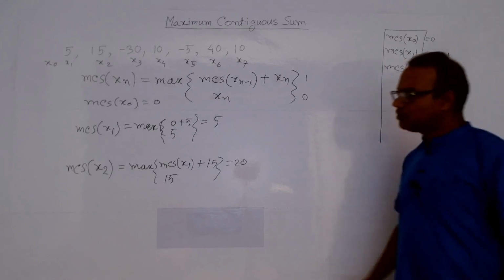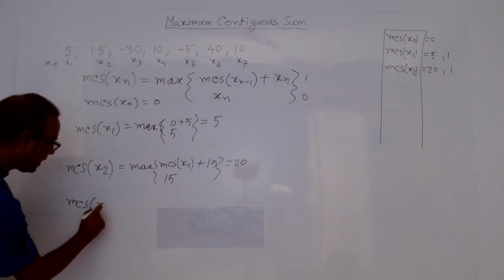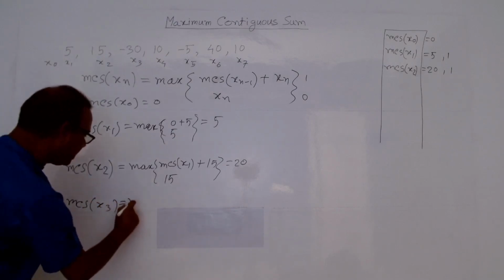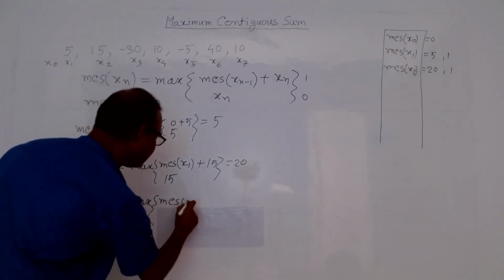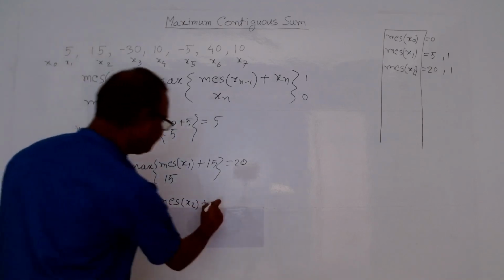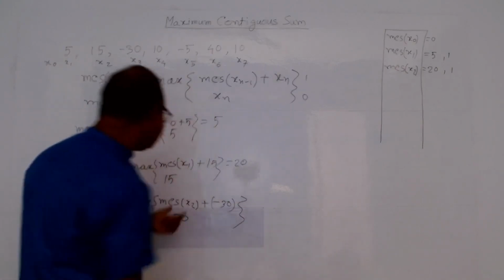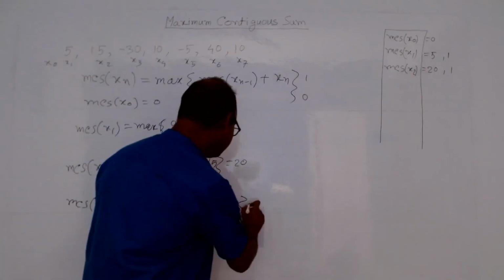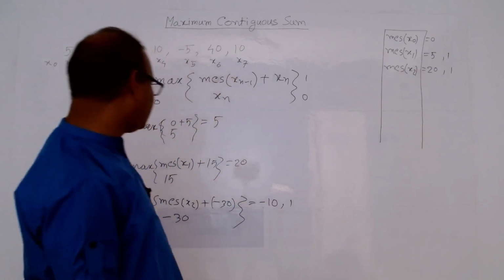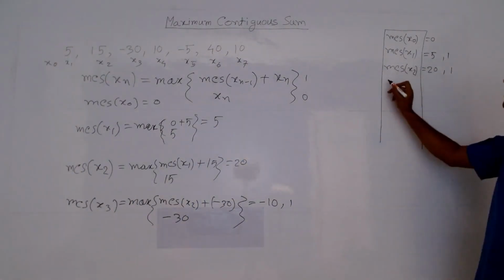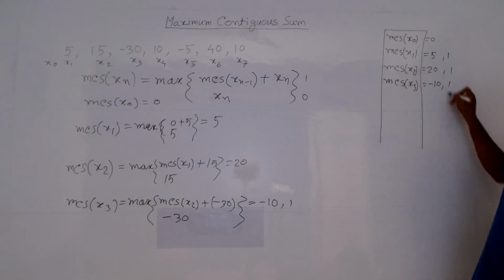Okay, now let's compute the other values. MCS x3, which is equal to max of MCS x2 plus minus 3, minus 30, and minus 30. Which one is greater? 20 plus minus 30 is minus 10. So it will be minus 10, and on which option? 1. So we are going to write here MCS x3 equal to minus 10 and 1.